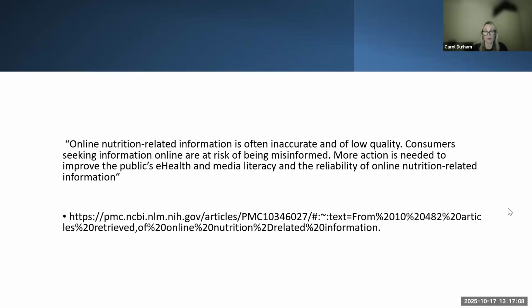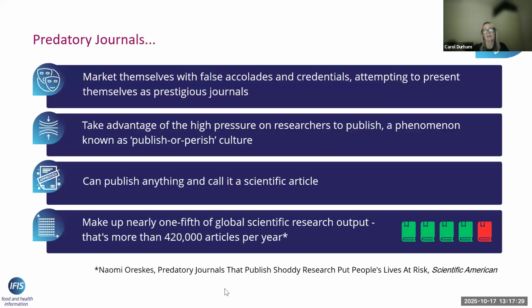So the conclusion was that the online nutrition related information is often inaccurate and of low quality. Consumers seeking information online are at risk of being misinformed. More action is needed to improve the public's e-health and media literacy and the reliability of online nutrition-related information. So that leads me nicely on to predatory journals.